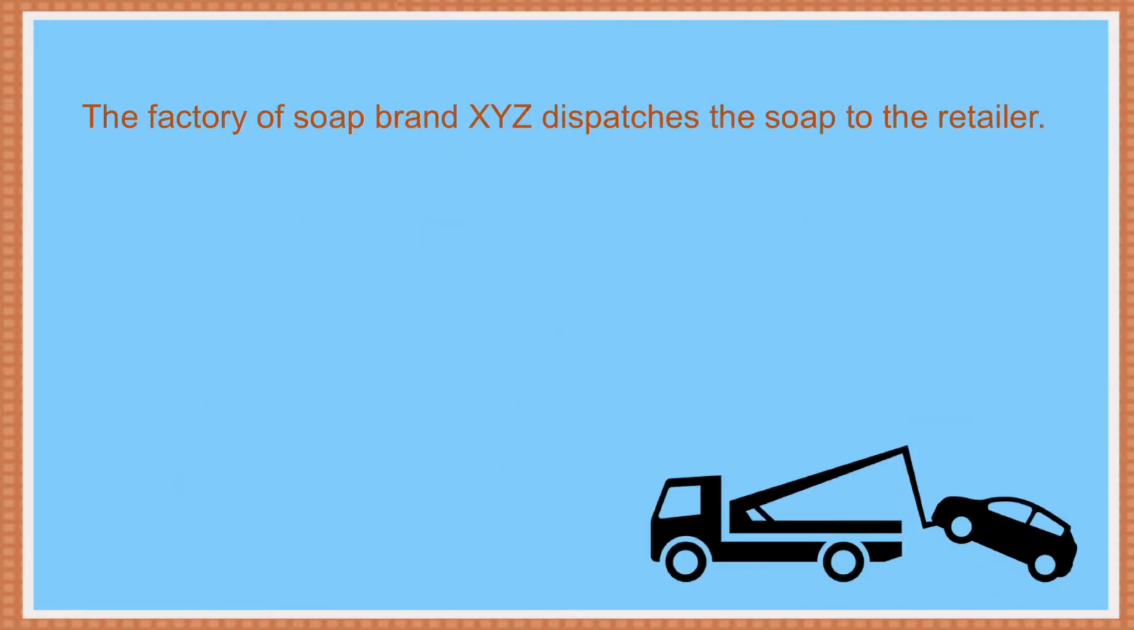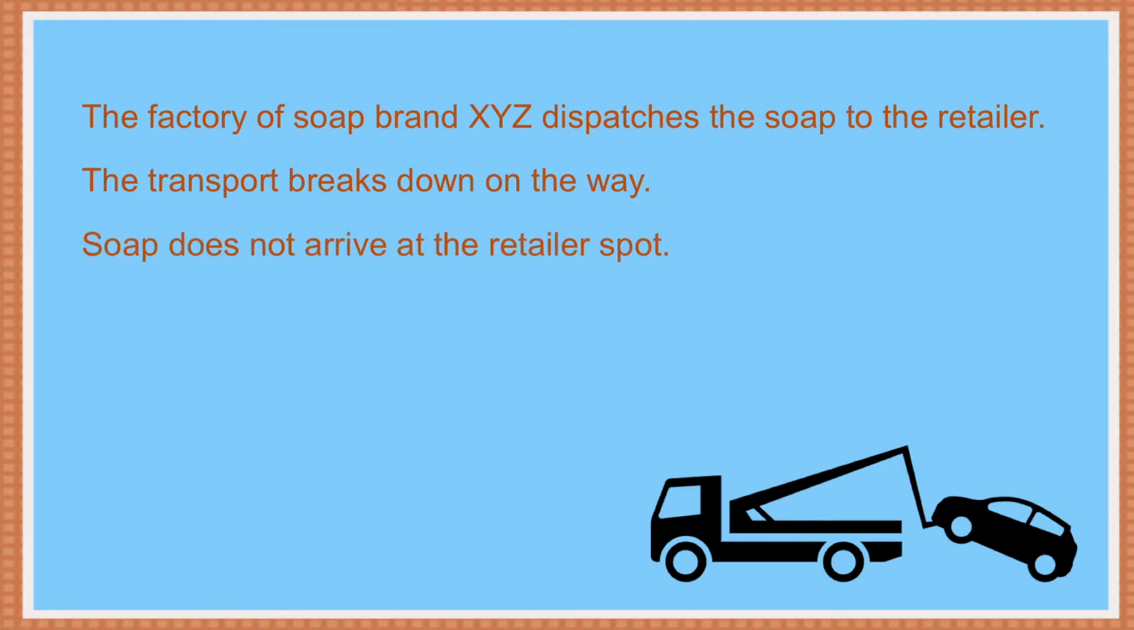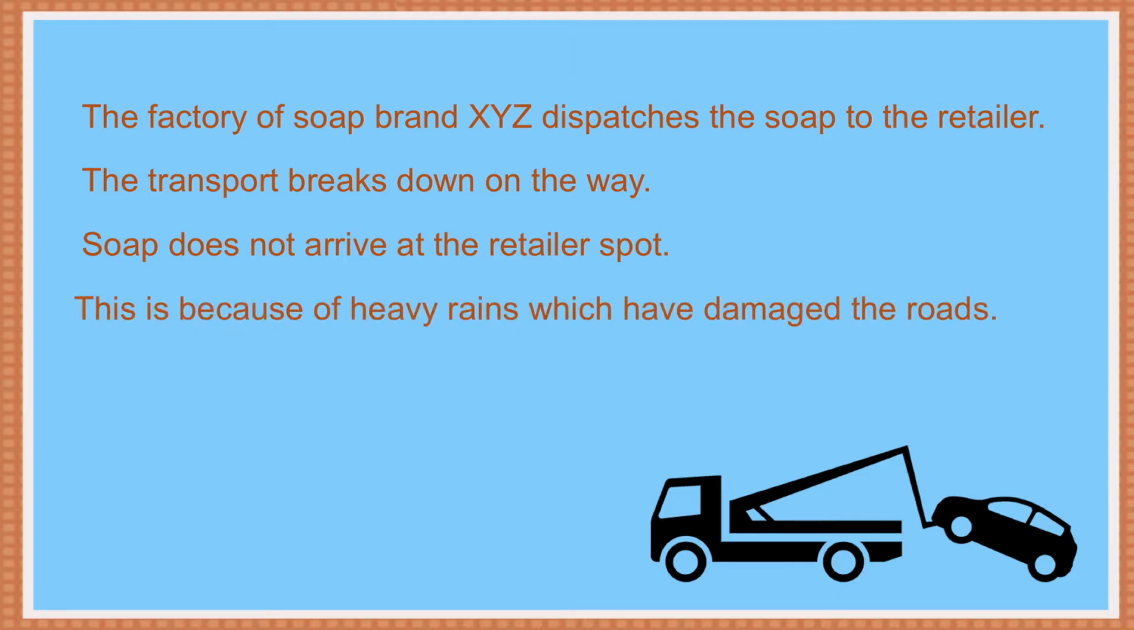Let's consider another case. The factory of soap brand XYZ dispatches the soap to the retailer. The transport breaks down on the way. Soap does not arrive at the retailer spot. This is because of heavy rains which have damaged the roads. Do you think you have a problem here?